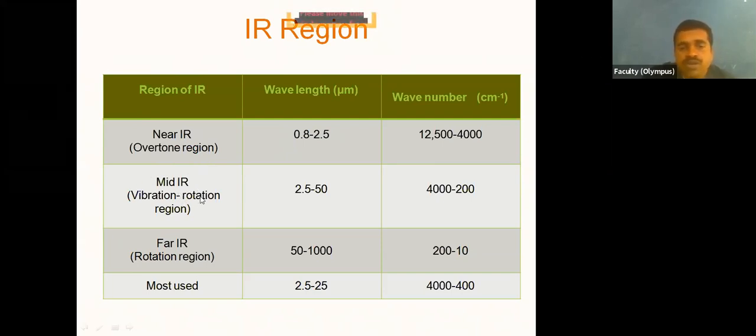Then the middle infrared region. Second is the middle infrared region. This region falls from 2.5 micrometer to 50 micrometer. This is the vibration-rotation region. In this region, vibrational and rotational excitations are taking place. Its wave number range is 4000 to 200. Mostly this region is used for the study of infrared spectroscopy.